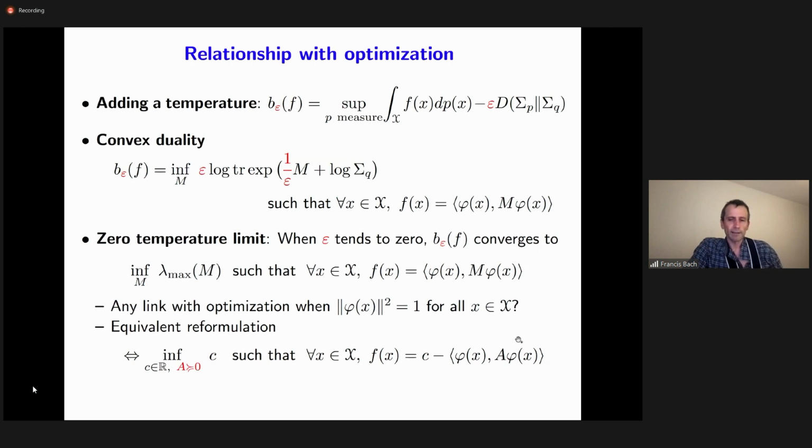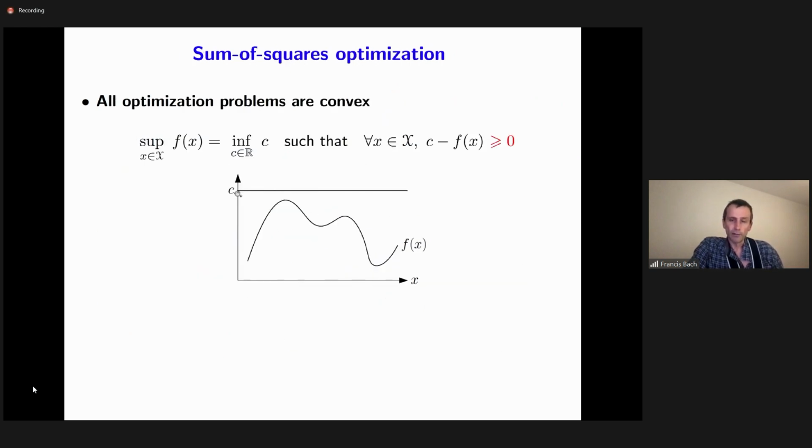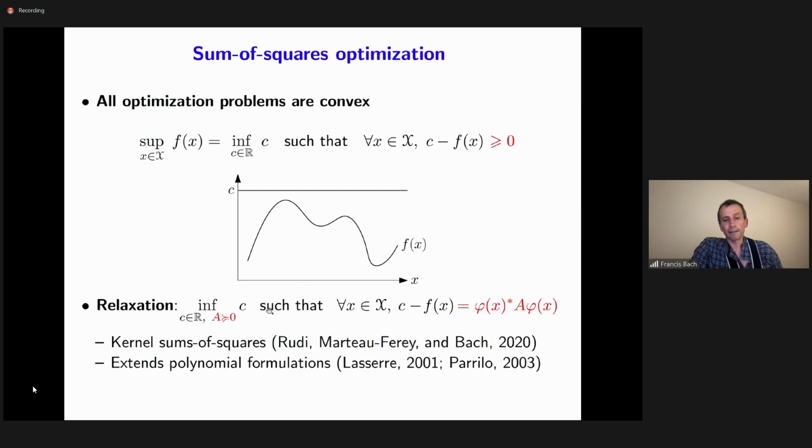It's a sum of squares, because if you take the eigenvalue decomposition of A, you get a sum of squares. So f is C minus the sum of squares. So f is less than C, and you try to minimize C. So here, what I end up doing is minimizing an upper bound on f, where I replace C minus f being positive by C minus f being a sum of squares.